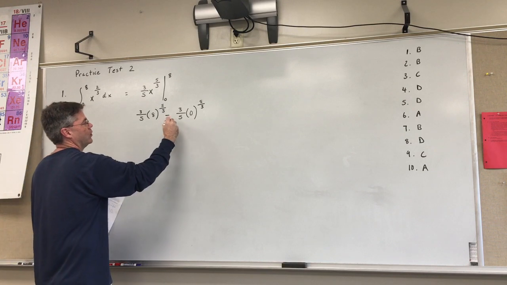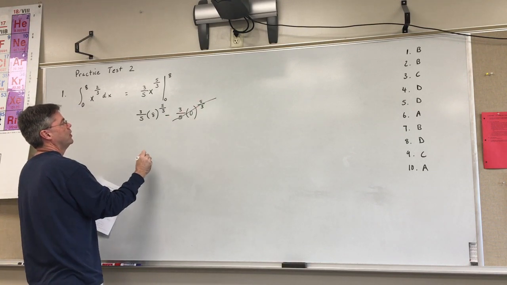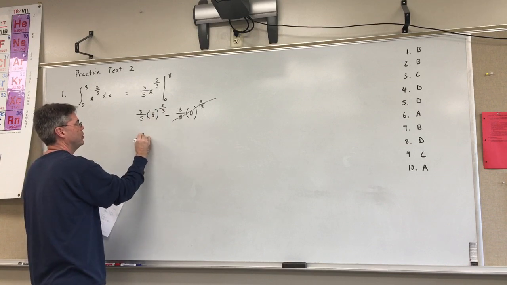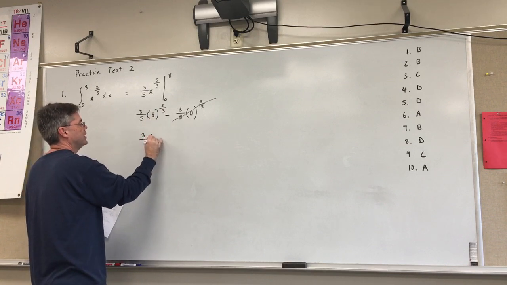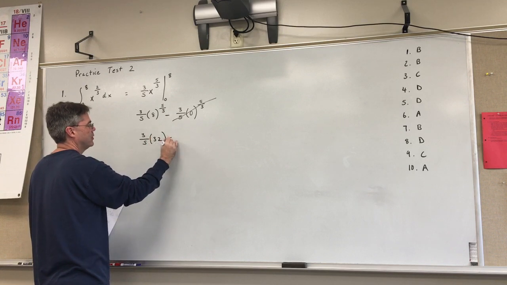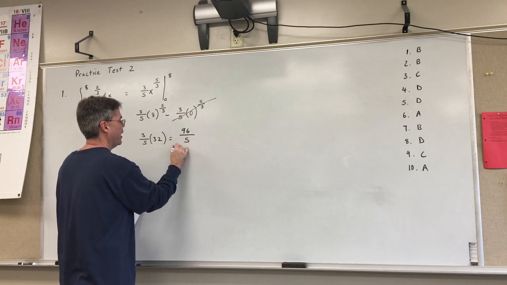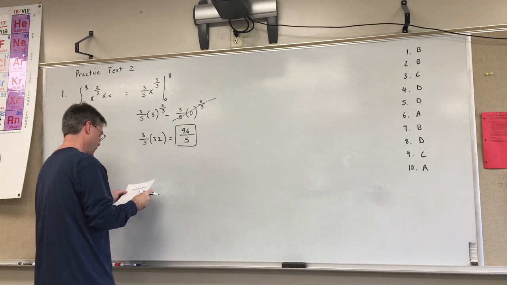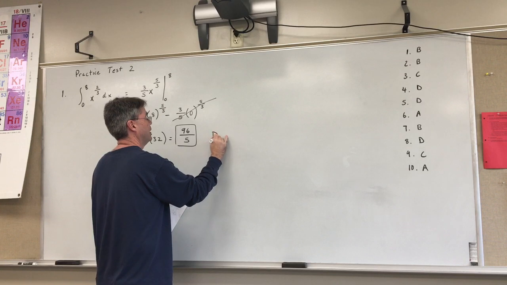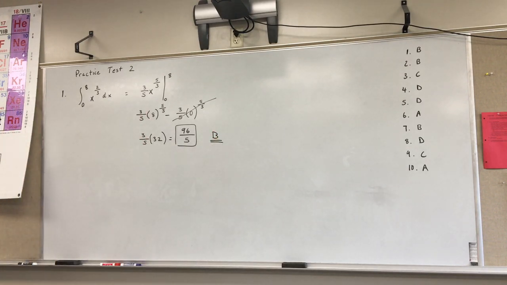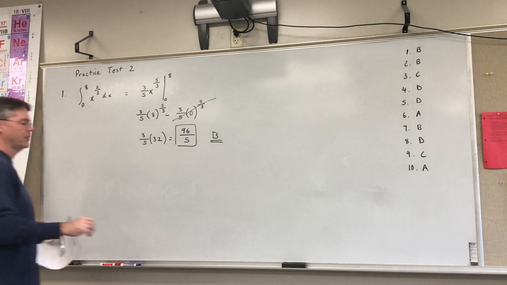Okay, so I can cross out this part. All right, the cube root of 8 is 2. 2 to the 5th is 32. So that's 3/5 times 32, which is going to be 96 over 5. So that is B. All right, I think that one's really doable. I hope you get some questions like that on the AP exam in May.